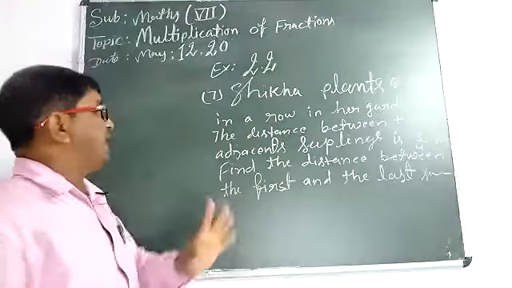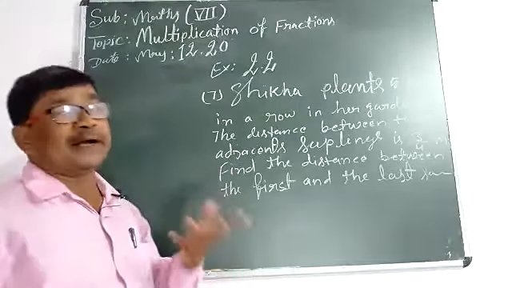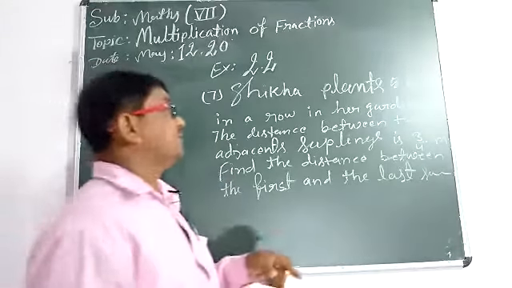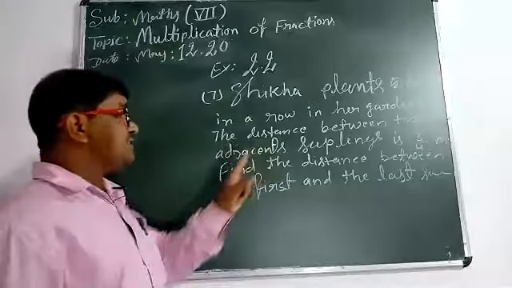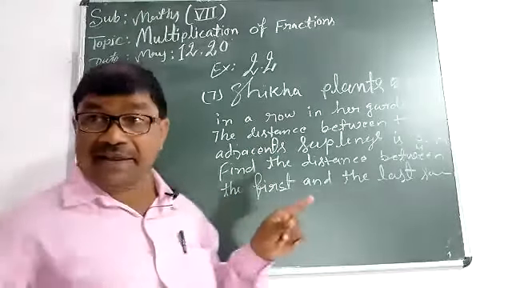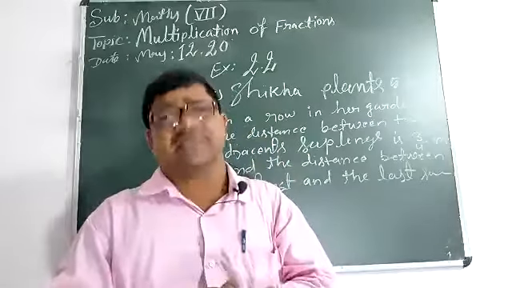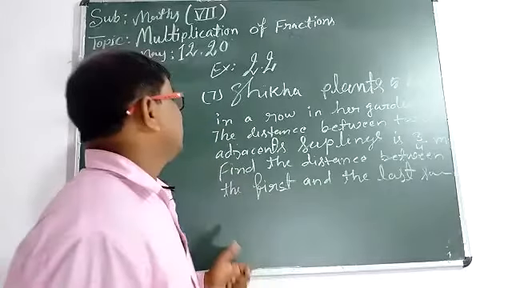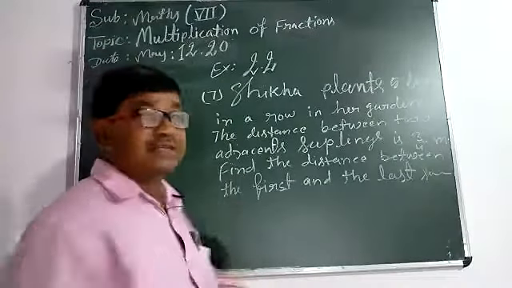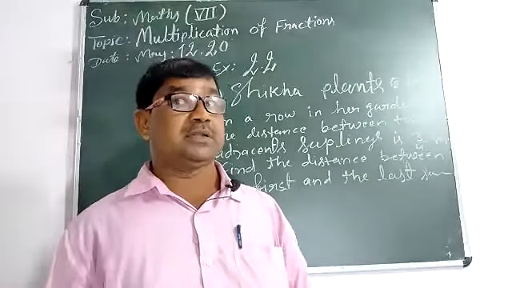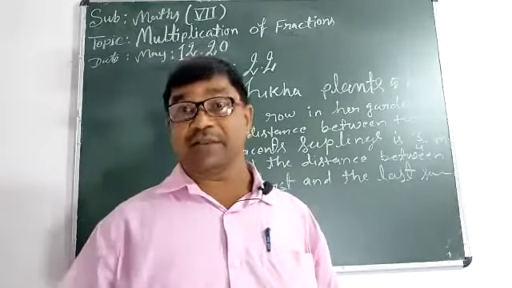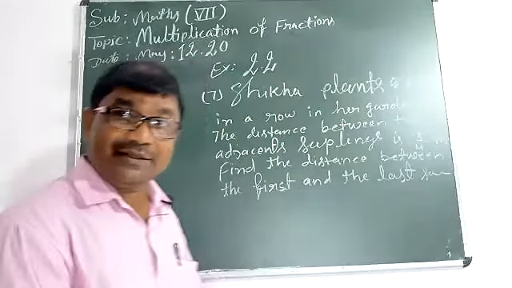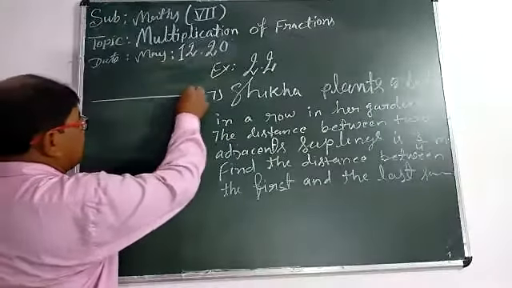Shikha plants 5 saplings in a row in her garden. The distance between two adjacent saplings, do you know? One will come after another. That is adjacent. The distance between two adjacent saplings is 3/4 meter. Then find the distance between those two saplings, one is first, another is last. Okay, understood? So we should plant the saplings.